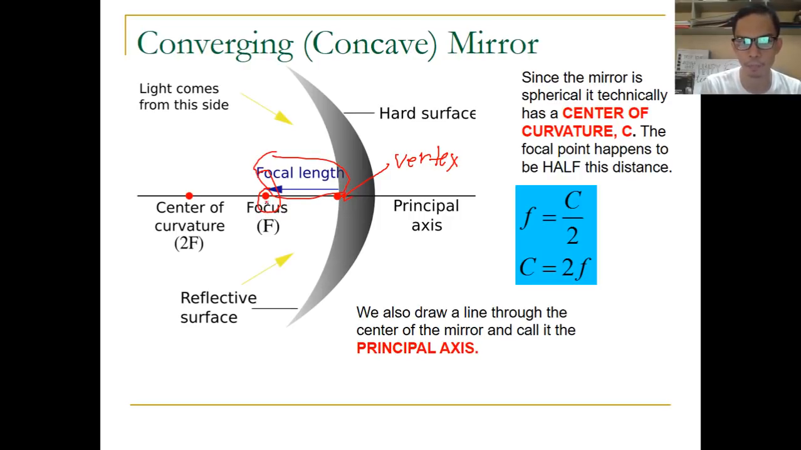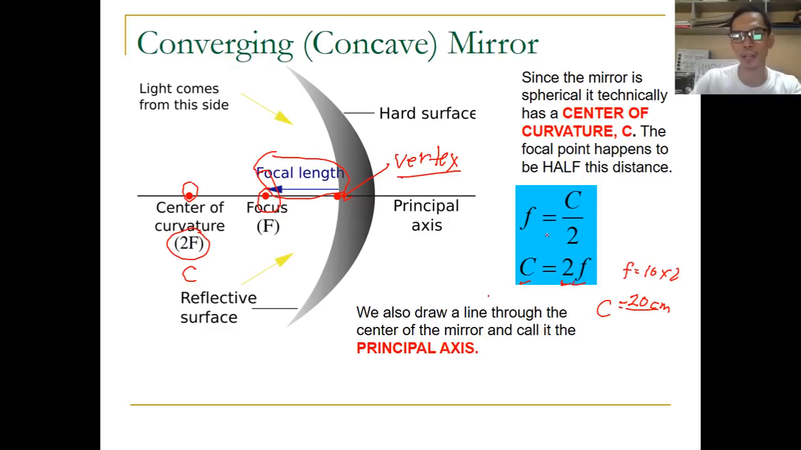Next one. The place beyond the focus is called the center of curvature. Sometimes it is labeled as 2F, or simply labeled as C. In order to get the center of curvature, you need to multiply the focal length times 2. So if, for example, you have a focal length of 10, you multiply it by 2 and you get 20 as the center of curvature. Meaning, from the vertex to the point of 20 cm, that is the center of curvature. If you make the focal length twice, that is your center of curvature.